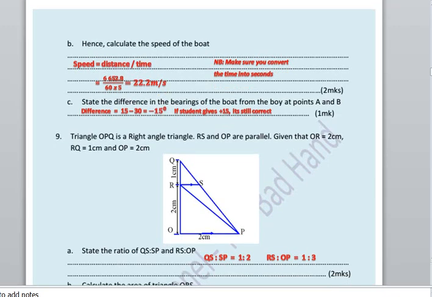So our QS, if you look at QR and RO, the ratio is 1:2. Therefore, the ratio of QS is to SP will equally be 1:2, because this triangle is an enlargement of the other one.